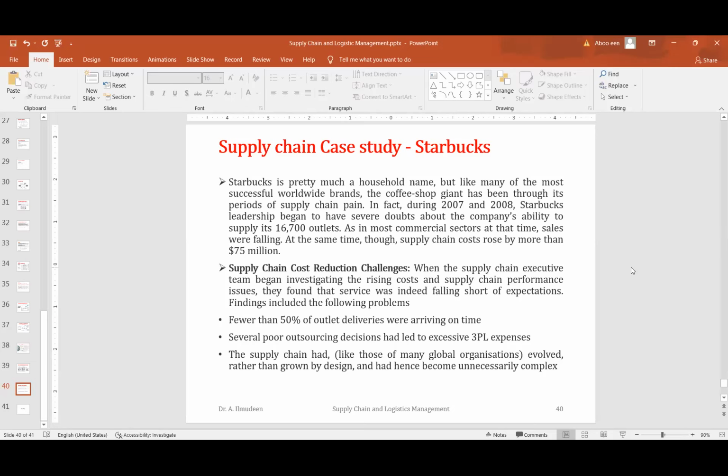Now you can suggest possible solutions to improve this supply chain. What are the possible suggestions you may put forward? It's just a case study. It's really interesting how you can forward your opinion to improve this supply chain.